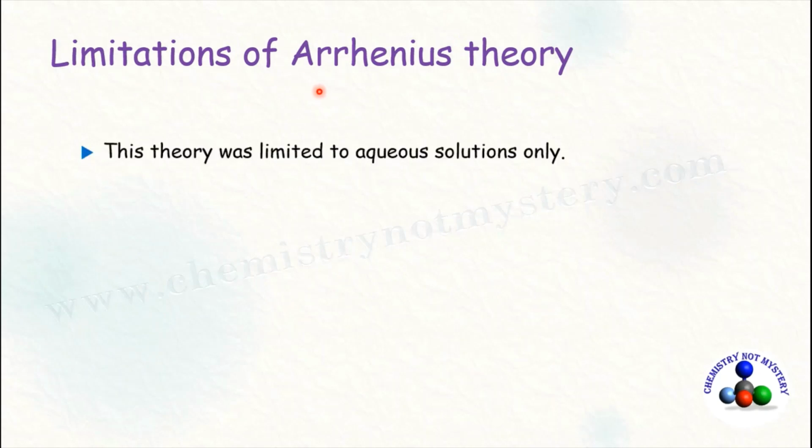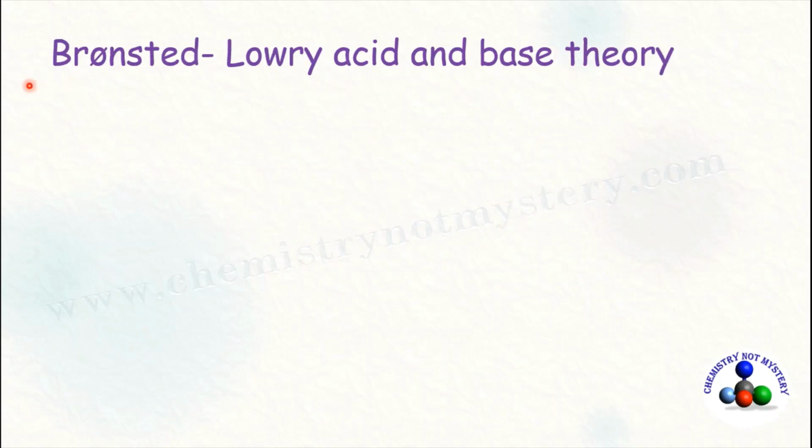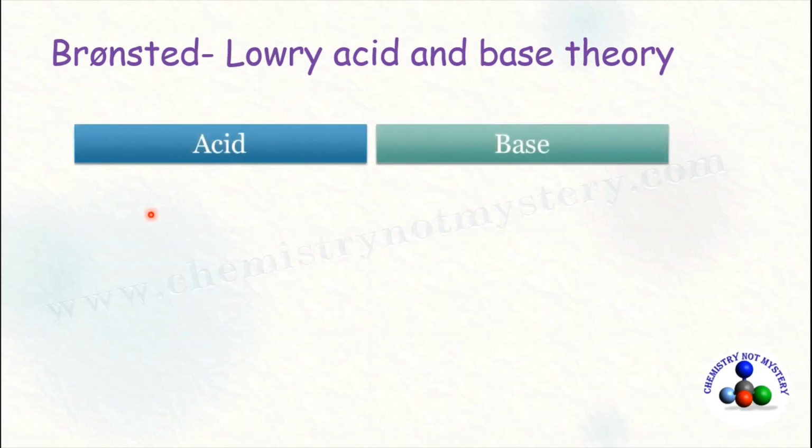But there are a few limitations of Arrhenius theory because this theory was limited to aqueous solution only. And it couldn't explain the basic character of NH3 that doesn't contain OH negative group. For the modification of Arrhenius theory, another theory was given by Bronsted and Lowry. According to Bronsted Lowry theory, acids are H plus donors and bases are H plus acceptors.